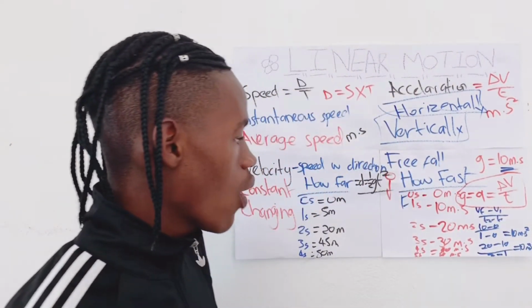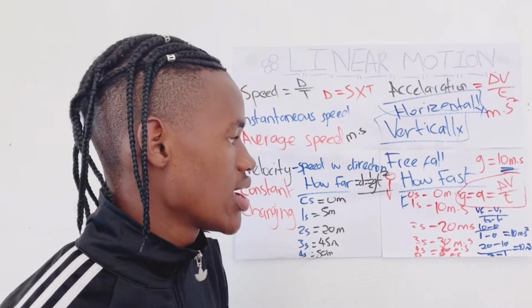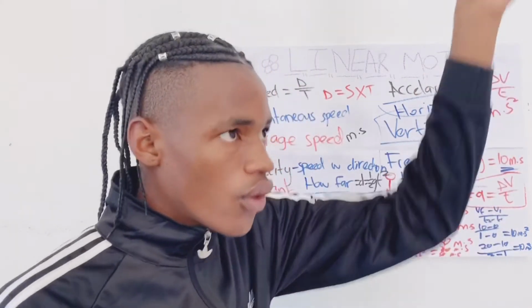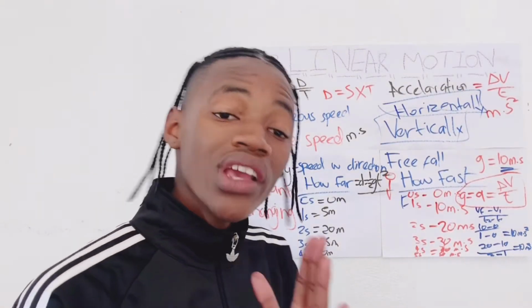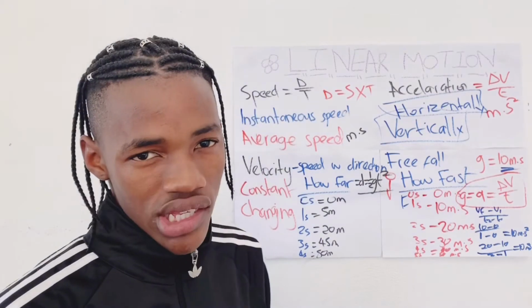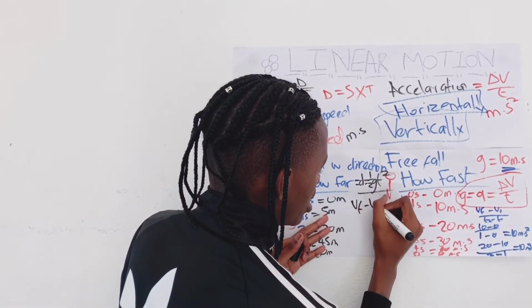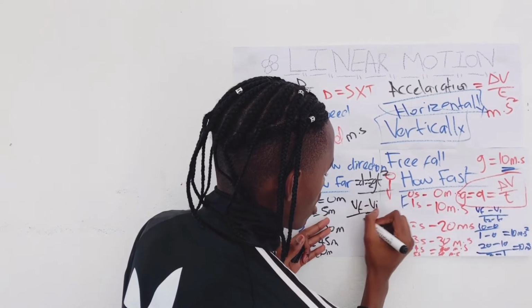But in most cases, for this acceleration, we use average velocity, which is VF minus VI divided by 2.